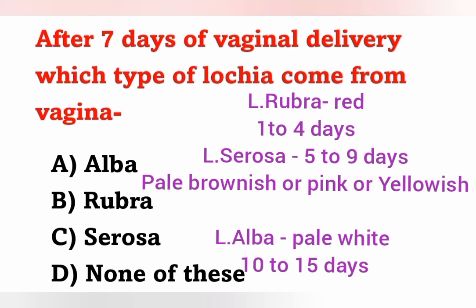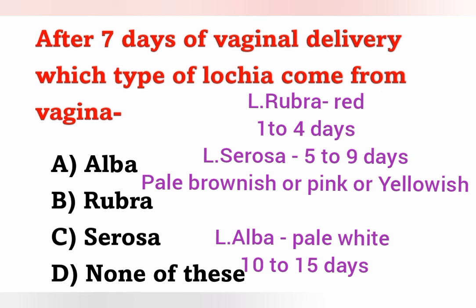Types of lochia include lochia rubra. It is red in color, from the first day of delivery to 4 days, that is 1 to 4 days. Lochia serosa is from the 5th day to the 9th day. It is yellowish, pink or pale brownish in color. That is lochia serosa, from 5 to 9 days. And lochia alba is pale white in color, from the 5th day to 15 days.